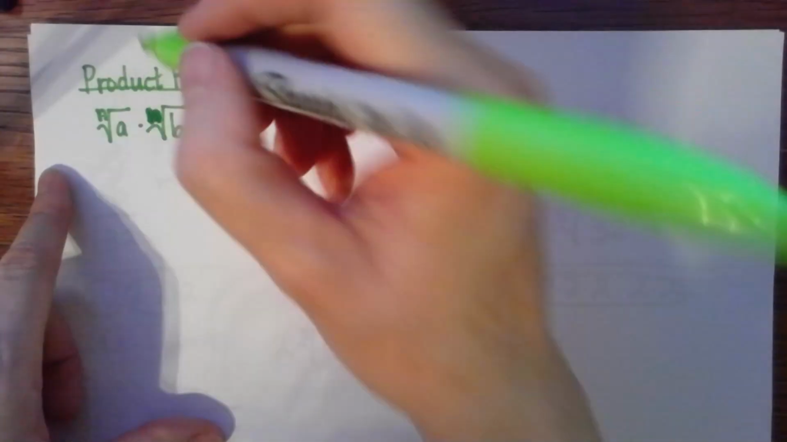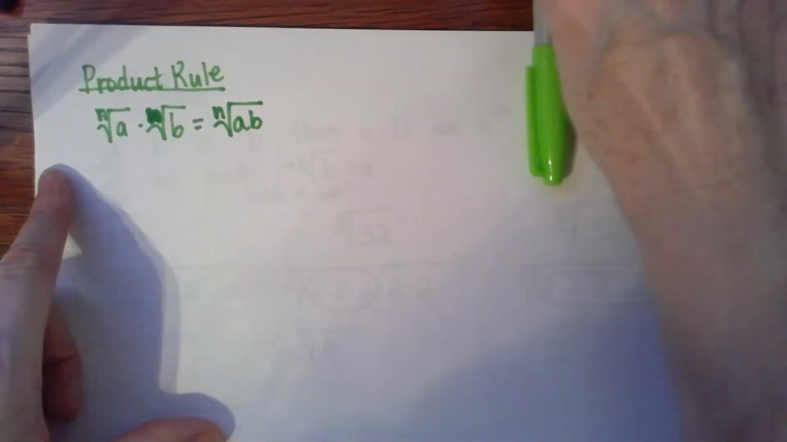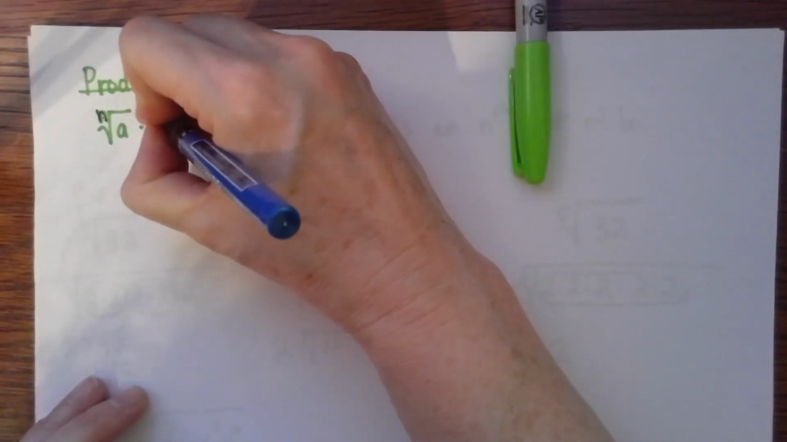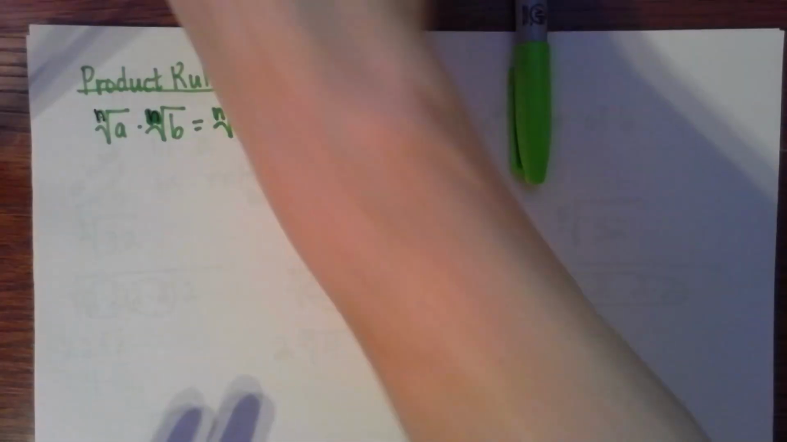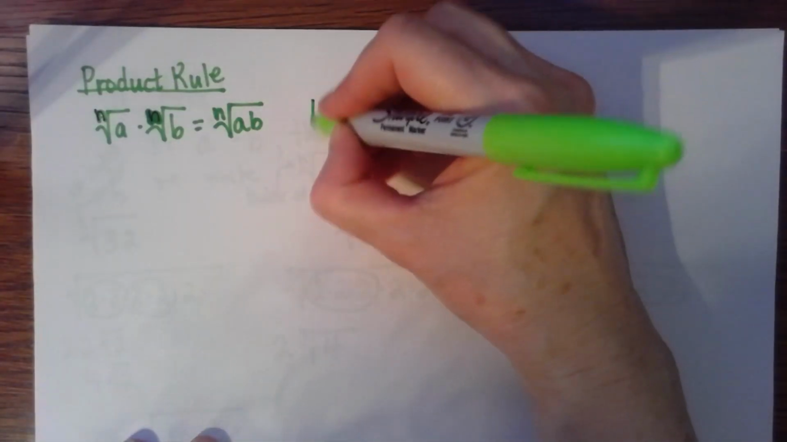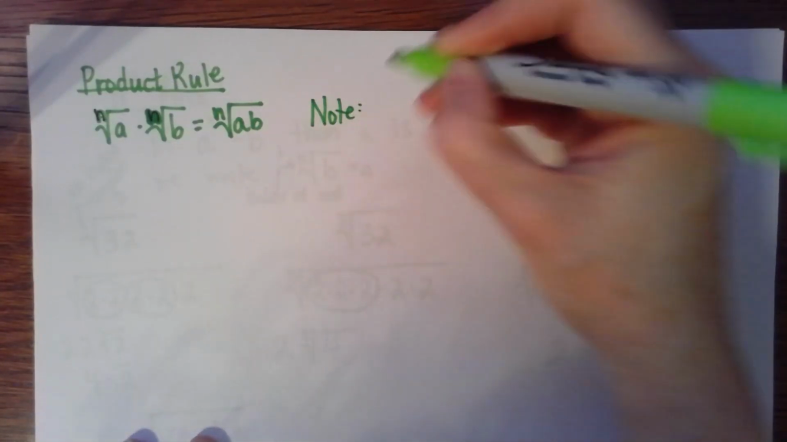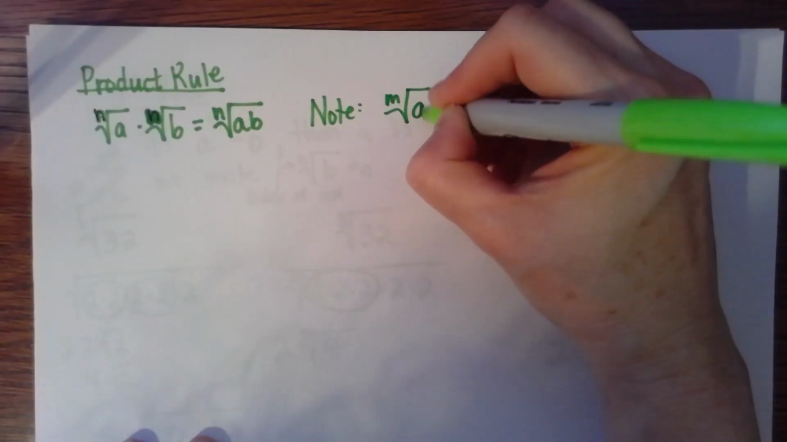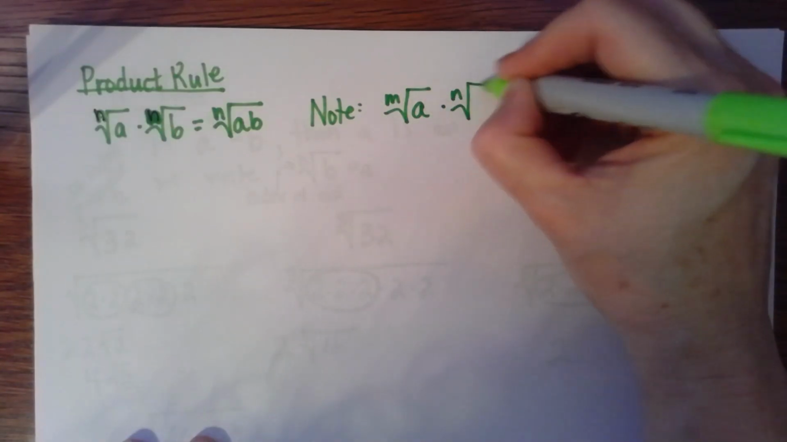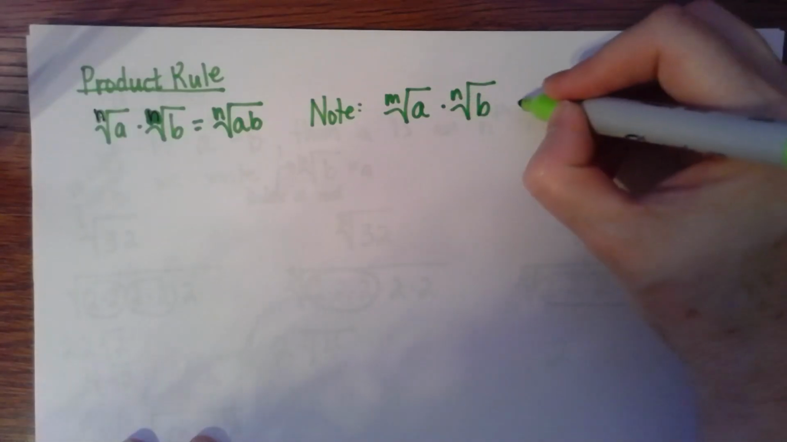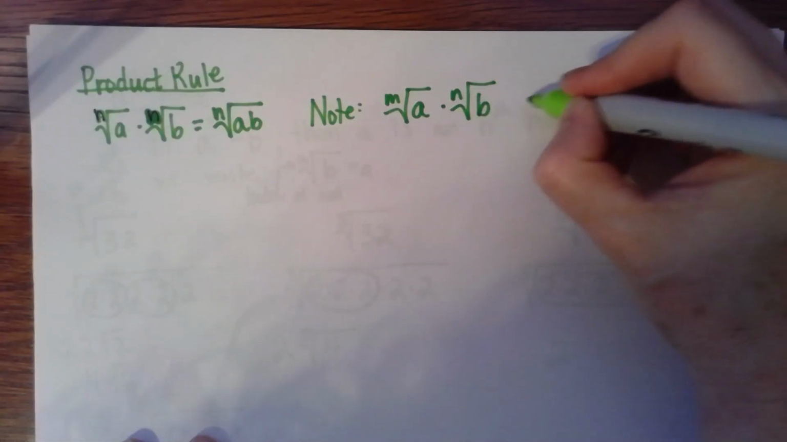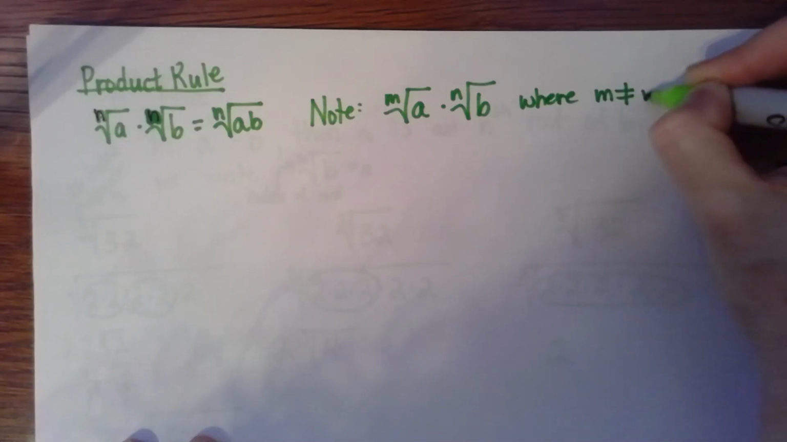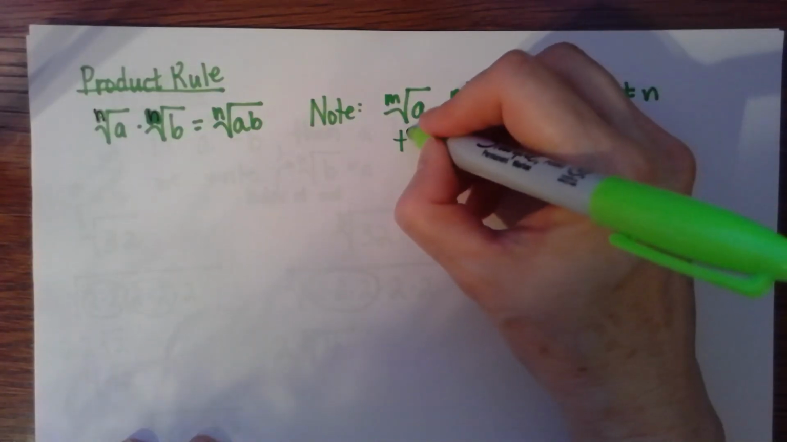So this is an n, this is an n. Sorry, I was thinking about what I was about to say and I made them different. Okay, so those are both the same. One thing to note is that if I have an nth root and an mth root, and these are different numbers, so if n and m are not the same number, this cannot be simplified.